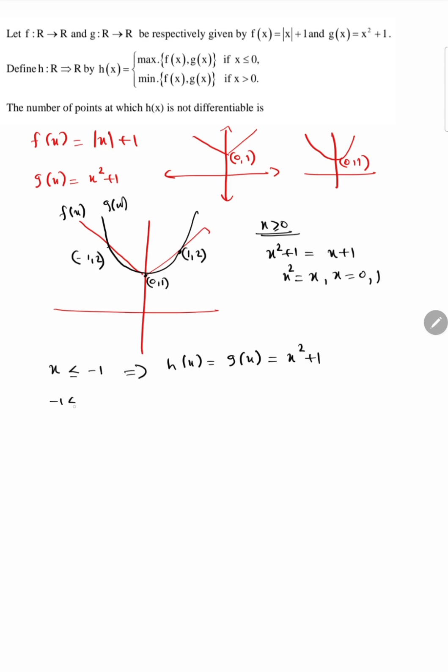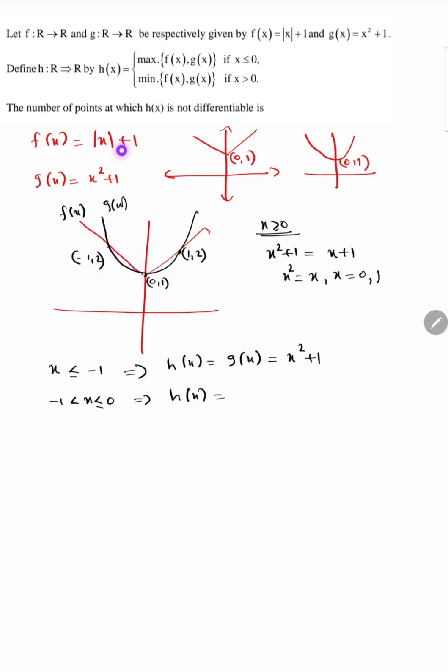Now minus 1 less than x less than or equal to 0. When you look at that case, which is larger, f of x or g of x? It is clear that f of x, that is mod x plus 1, is above x square plus 1. The maximum of f of x comma g of x means the graph which lies above in the portion I am talking about. So from minus 1 to 0, who is above?